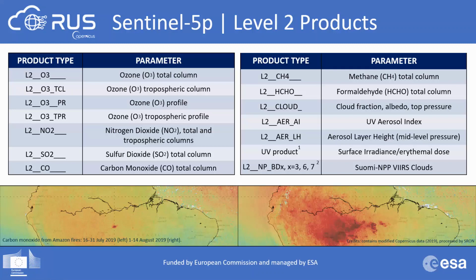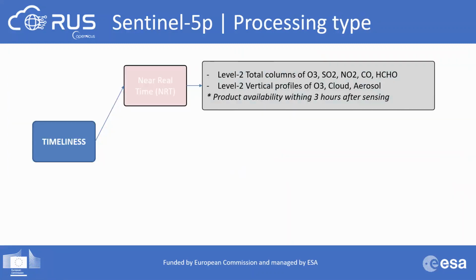Finally, the last technical aspect I want to share with you about this mission is the timeliness of the data. In this regard, we can distinguish three options in which the data is made available to users. The first one is the near real-time or NRT timeliness, and this is mainly to be in line with the needs of numerical forecasting systems, and it only applies to level 2 products, which are to be supplied within 3 hours after sensing. So in near real-time, you will not find level 1B, the actual measurement done by the satellite, but only the geophysical parameters.